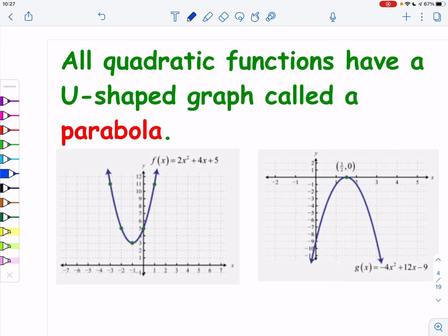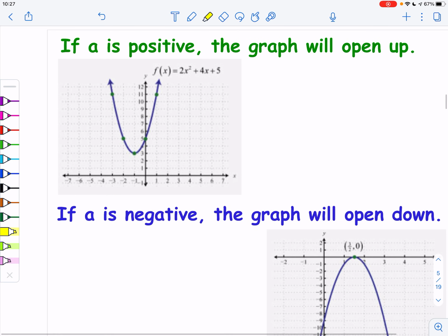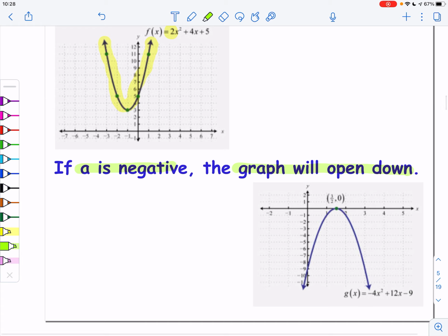All quadratic functions have a U-shaped graph called a parabola. This one opens up and this one opens down. If A is positive, the graph will open up. So here A is 2, and you can see your graph opening up. If A is negative, the graph will open down. So here you can see that A is negative 4, and your graph opens down.